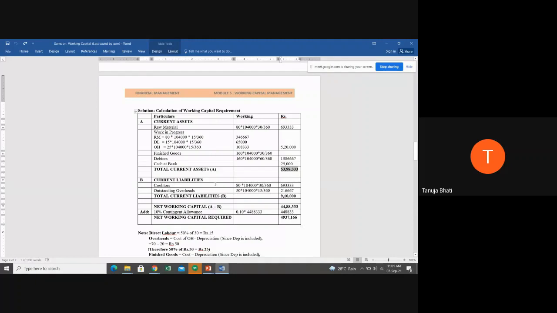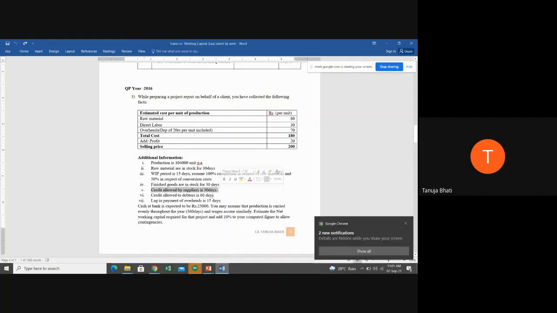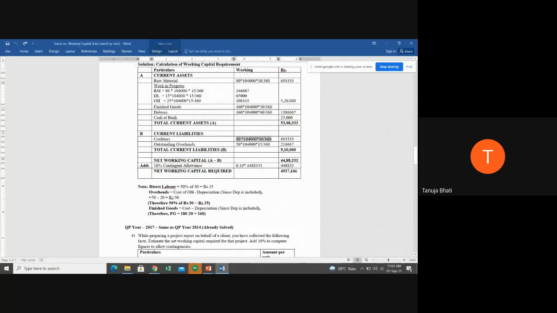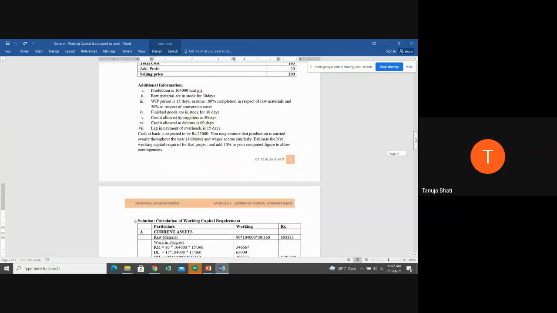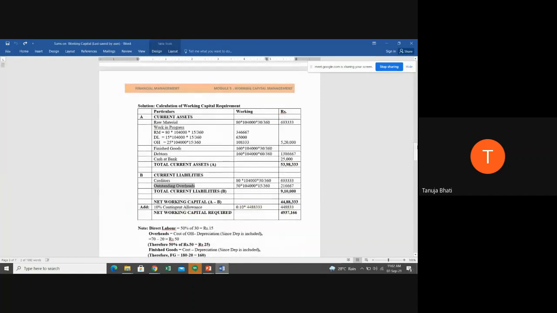Now in current liabilities, you have creditors and outstanding overheads. Creditors, students, is to be taken at the cost of raw material. And we know the cost of raw material is 80. And what is the time period of creditors given? Credit allowed by supplier is 30 days. Therefore, you have taken 80 into 1,04,000 into 30 divided by 360 as creditors. Now, it is lag in payment of overheads that is given as 15 days. Here overheads is given as 70, which is including depreciation, students. So you have to exclude depreciation. So from 70, when we minus depreciation, we get 50 into 1,04,000 into 15 divided by 360. You get total outstanding overheads.